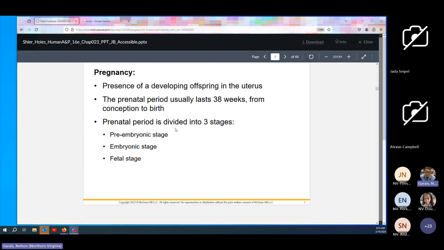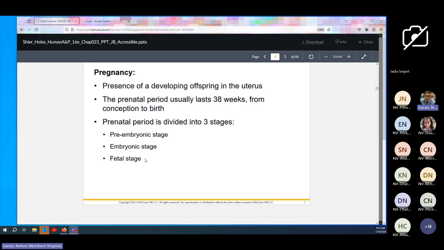The prenatal period is divided into three stages: pre-embryonic, embryonic, and of course the fetal stage, right? And remember, we're going to be talking about genetics in the next chapter. At any time, the genetics can stop it, even postnatal.